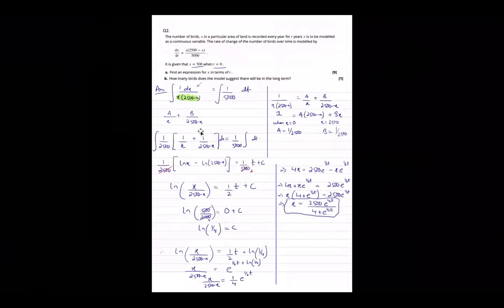Any particular question in the first part? No, sir. Okay. Read the second part. What is the second part saying? How many birds does the model suggest there will be in the long term? By long term, we mean when t reaches infinity, when t is very, very large.